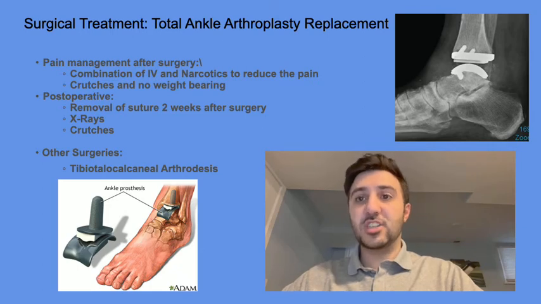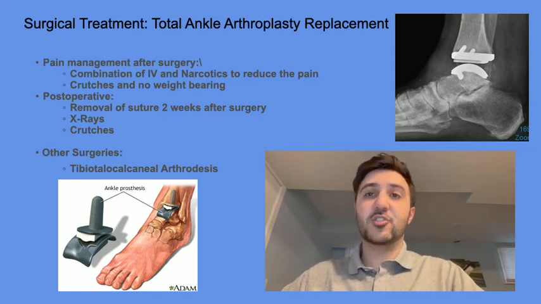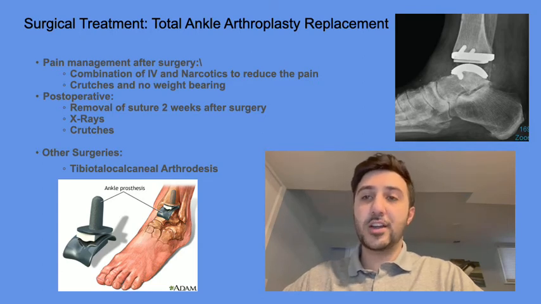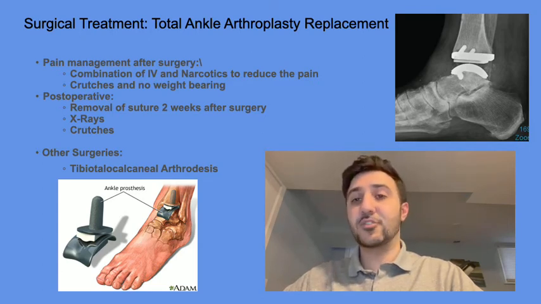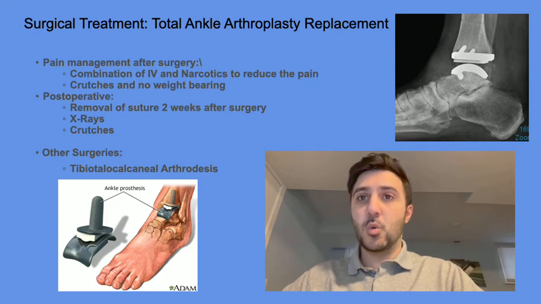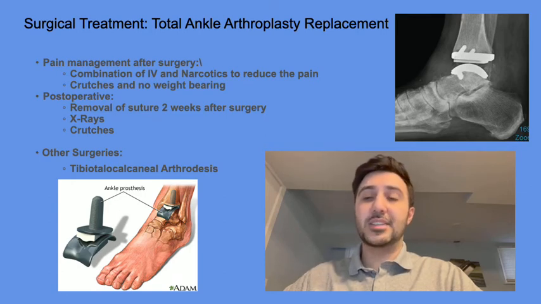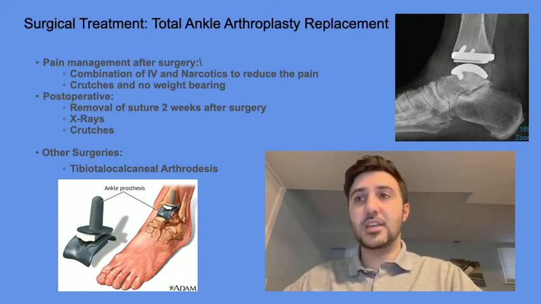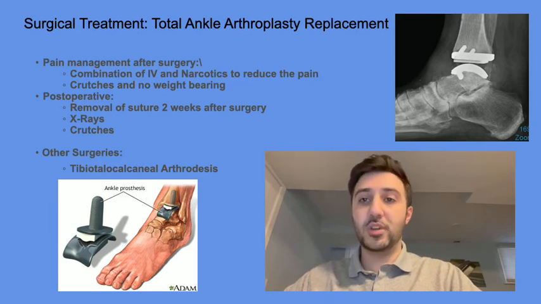But the patient should still have their ankles protected with the surgical walking boot and continue using crutches. 6 weeks after surgery, the surgeon will require an X-ray to decide the next plan of treatment. The patient will also be advised to attend physical therapy. Other surgical recommendations for posterior tibial tendon dysfunction include a tibio-talocalcaneal arthrodesis, which involves bone fusion.